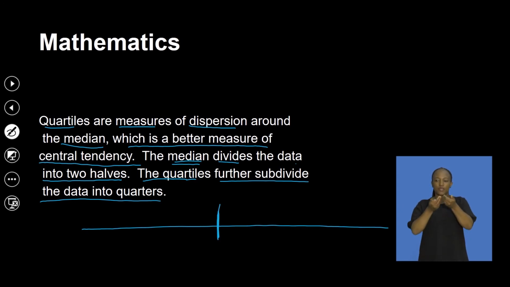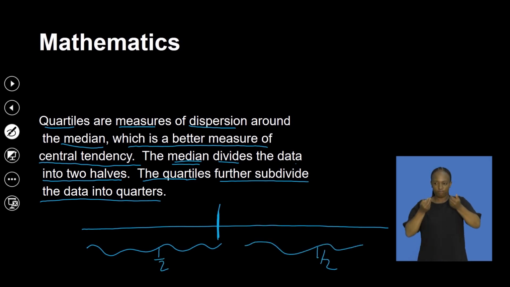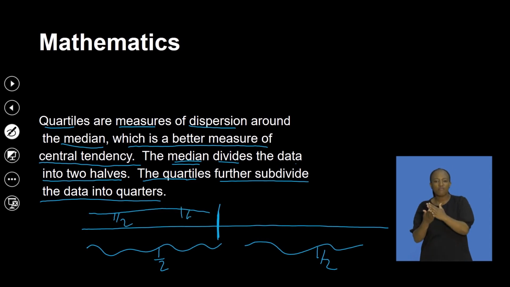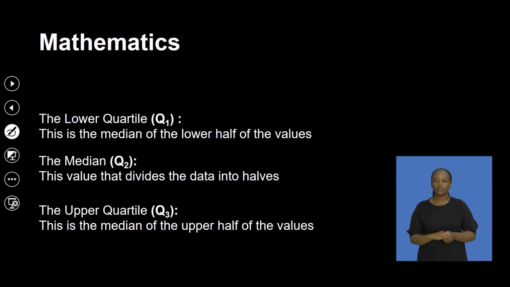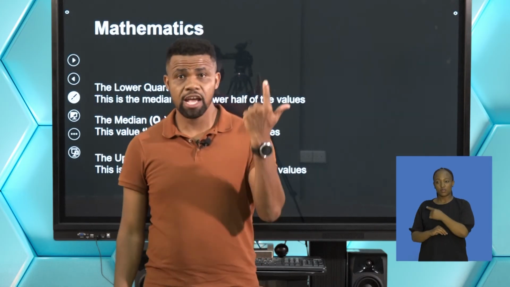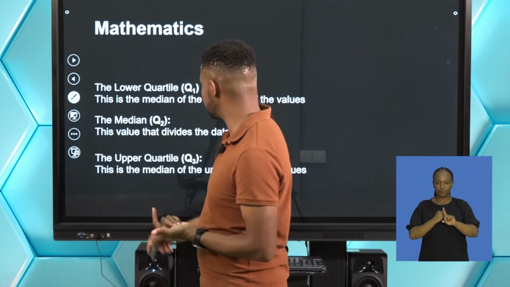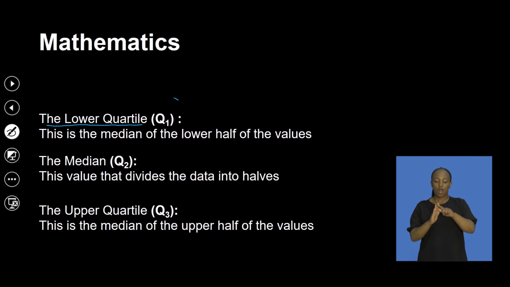It divides the data into a half, and a half. The quartiles further divide the data into quarters, so it divides that into another half there and another half there, another half this side and another half that side. Okay, so it actually divides into quarters. Okay, let's look how it does that. So quartiles, we're going to look at a lower quartile. The lower quartile will be denoted by Q1.